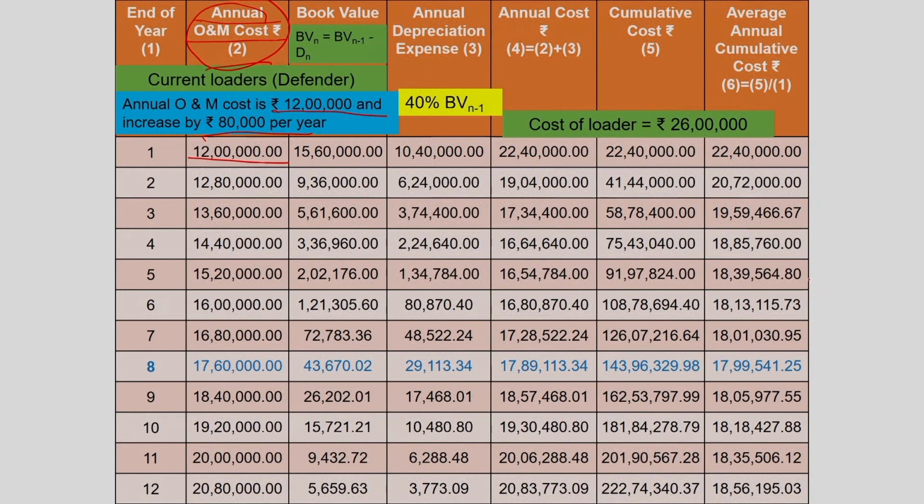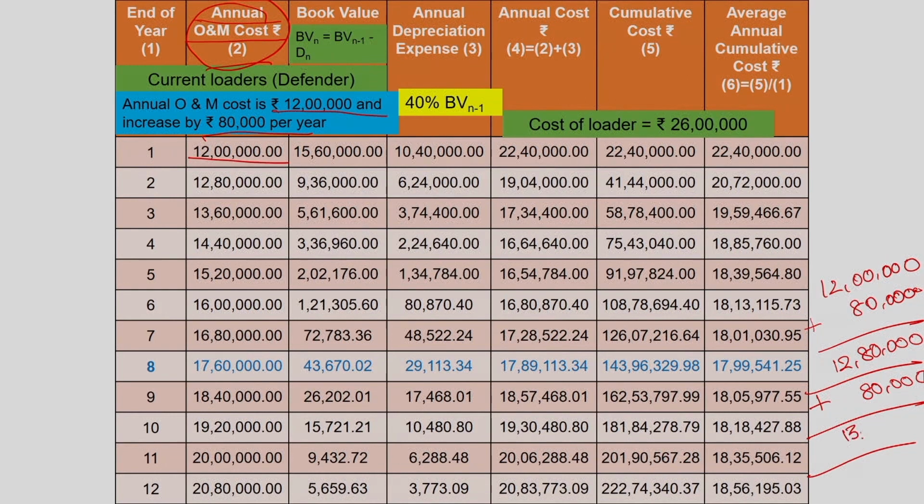Okay, so the first year it is 12 lakh. After that it increases by 80,000. So for the second year it should be 12 lakh 80,000. Okay, so for the third year again you add 80,000. So it keeps increasing. Now it is going to be 13 lakh 60,000 for the third year. So like that you keep on adding 80,000 every year. For this current loader, you will get the operating and the maintenance cost for the number of years we are going to estimate the cost.